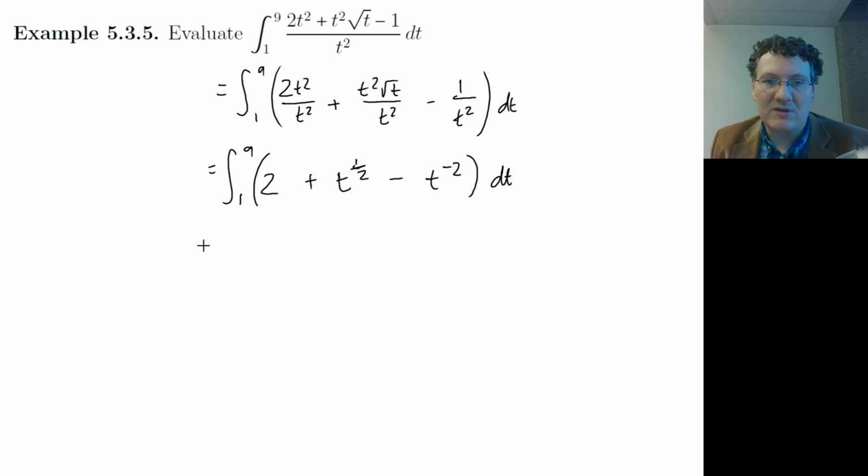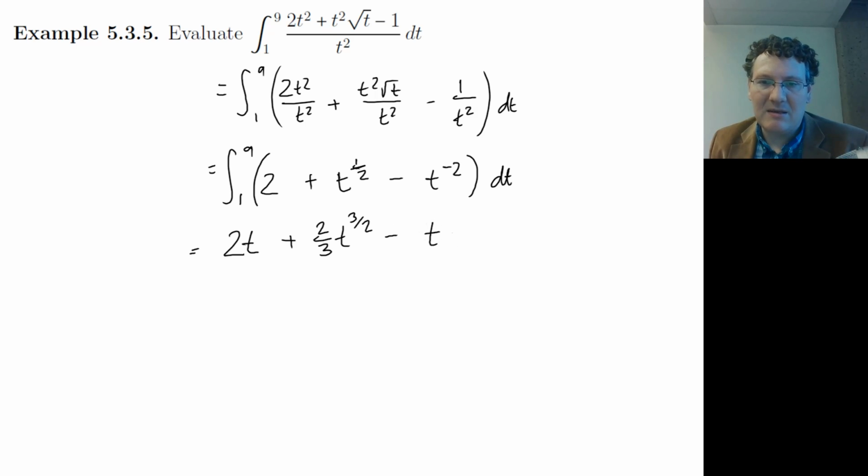And so I'll use the notation I used before. The antiderivative of 2 is just 2t. The antiderivative of t to the 1/2 is going to be t to the 3/2, and then I'm going to have a 2/3 out front. So 1 over that exponent, the reciprocal of the exponent.